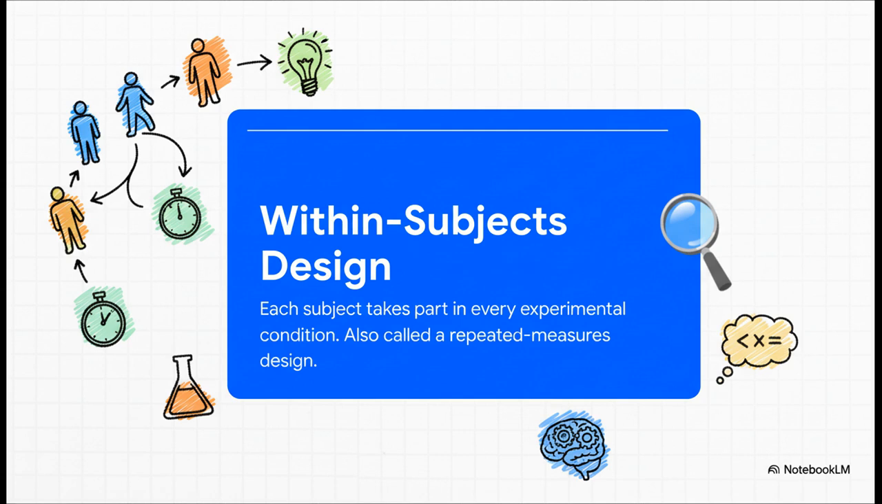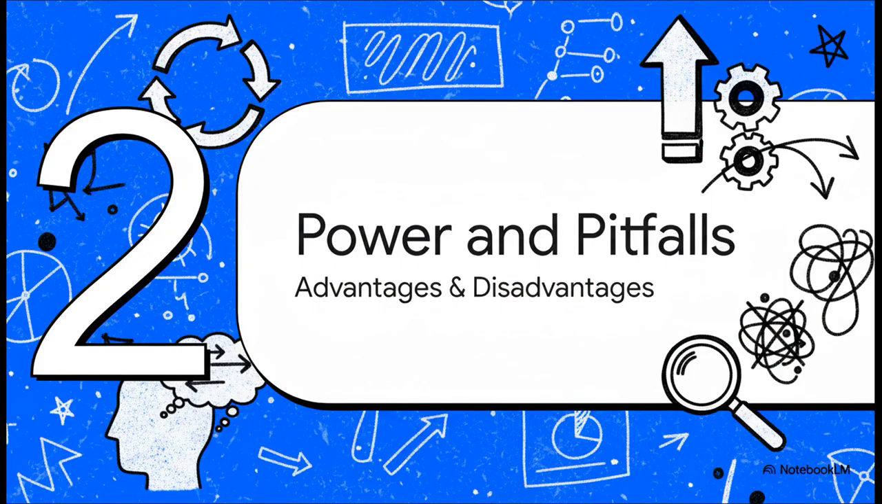So you don't have a swearing group over here and a neutral word group over there. Nope, you just have one group and everybody does both. You're measuring the same people repeatedly. Makes sense, right? Okay, so you can probably guess that researchers love this design. It has some huge advantages. But, and there's always a but, isn't there? Like any powerful tool, it's got its own set of problems, some pitfalls you really have to watch out for. So let's get into the power and the pitfalls.